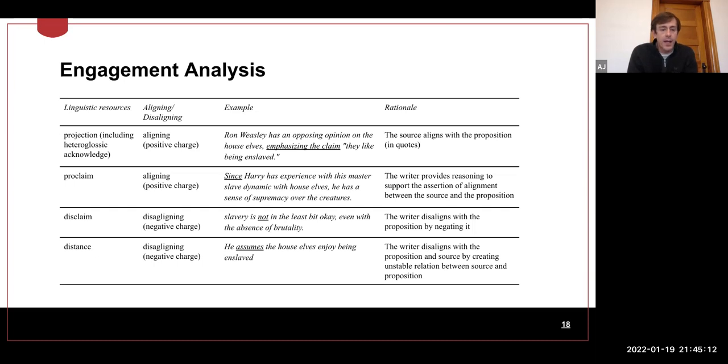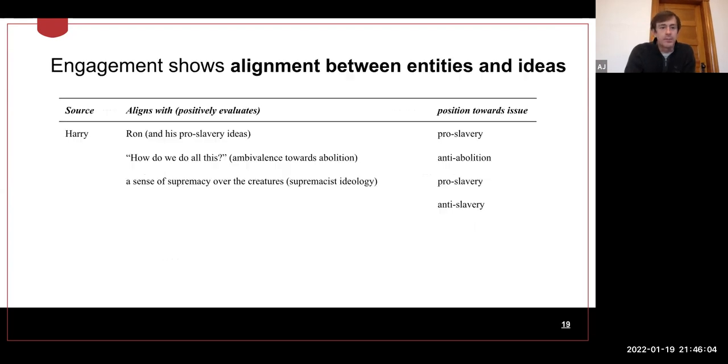And the last linguistic resource here is distance. Distance also shows disalignment. We have this example, he, this is referring to Ron actually, but he assumes the house elves enjoy being enslaved. In this example, the writer is disaligning with the proposition and the source by creating an unstable relationship between the source and the proposition. If we go back to projection, the writer could have said, he says the house elves enjoy being enslaved, which is in fact what Ron says. But by using the word assumes, the writer is creating distance between themselves and that idea. They're creating this instability that shows that Ron may in fact be wrong, as he is, I believe.